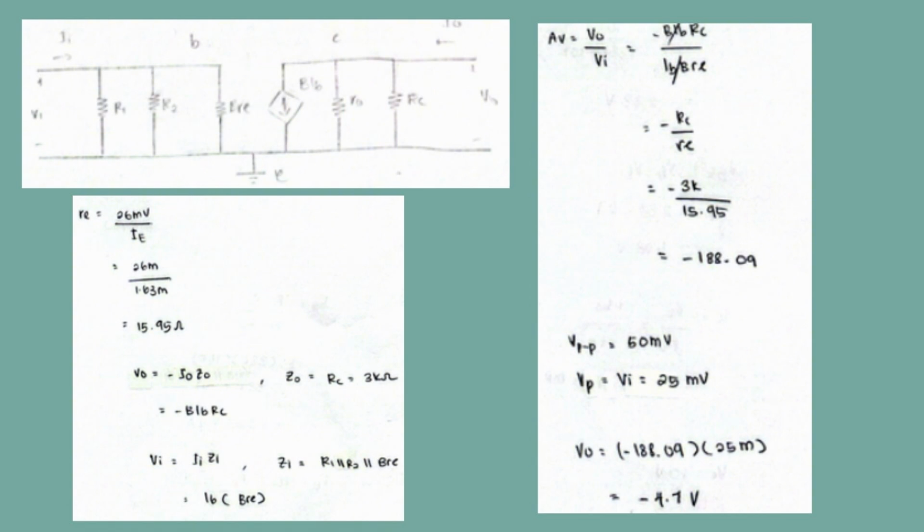So V peak to peak we can get here is 50 millivolt. So V peak will be equivalent to V in. So 50 millivolt divided by 2, we can get 25 millivolt. V out equals voltage gain multiplied by V in. Then we can get V out equals negative 4.7 volt.